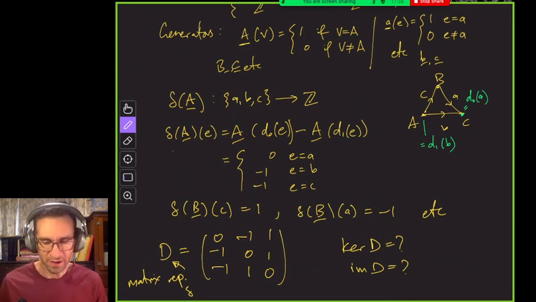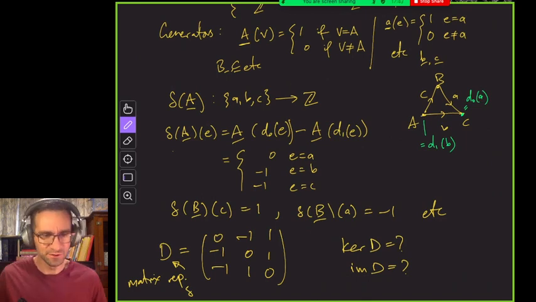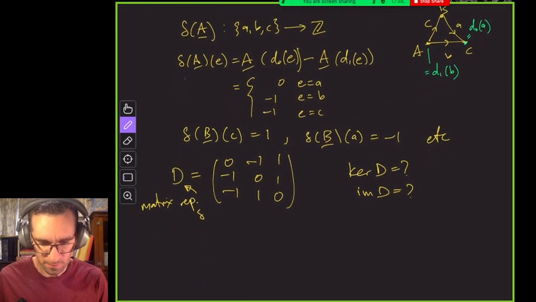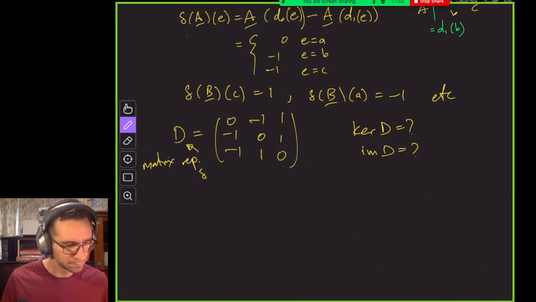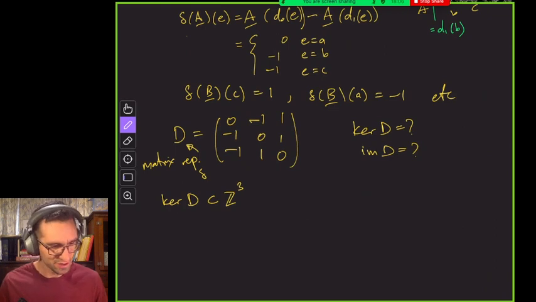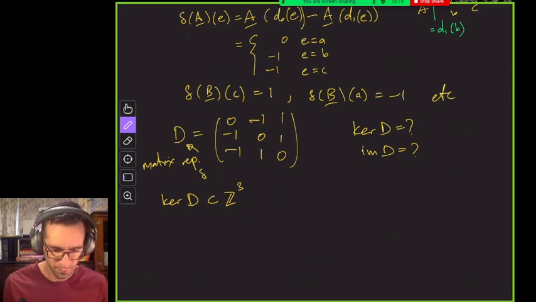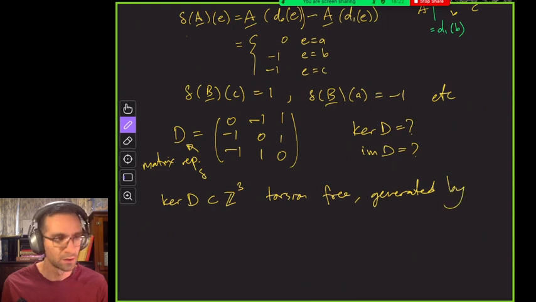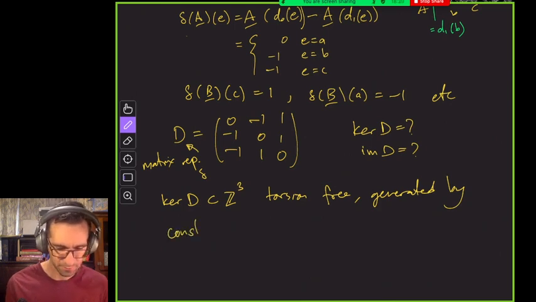So we had our motivational question: how far is this from being an isomorphism? So let's look at its kernel. It turns out the kernel of D sits inside Z mod 3, so it's a torsion-free abelian group, and there are no finite cyclic subgroups. So what we have to do is just write down some generators. And it's generated by a constant function.